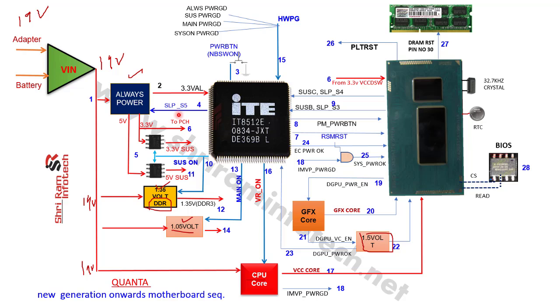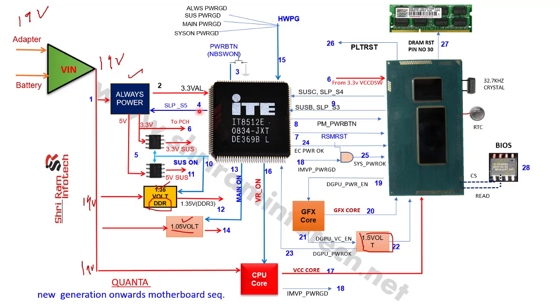It is called SLP_S5. The SIO releases this signal, SLP_S5, and it is given to the always power section. Always power means the 3.3 volt and 5 volt section. The 3.3 and 5 volt buck converters turn on at this moment, and then 3.3 and 5 volt will be generated at step number 5.